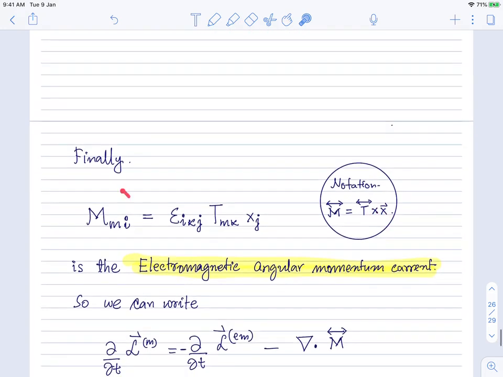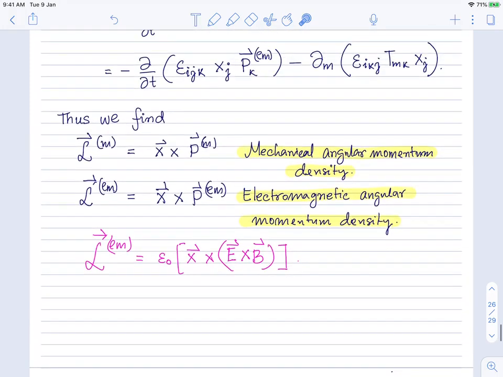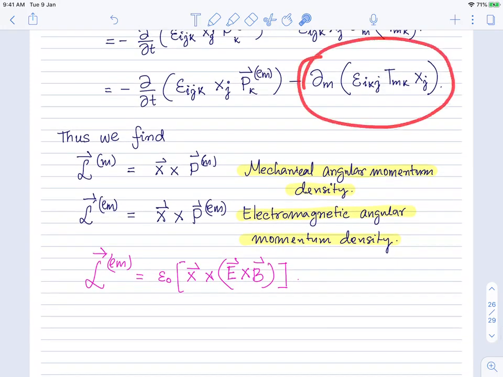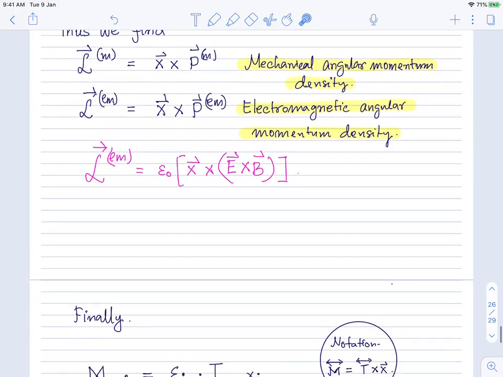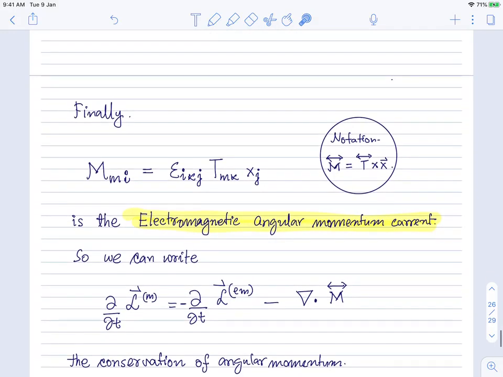And then this two-index quantity is basically the electromagnetic angular momentum current. This always had that interpretation. The divergence term always had the interpretation of a current. It's the divergence of a current. So this is angular momentum current density. I forgot the word density again. Current density. So you can write it in this way.